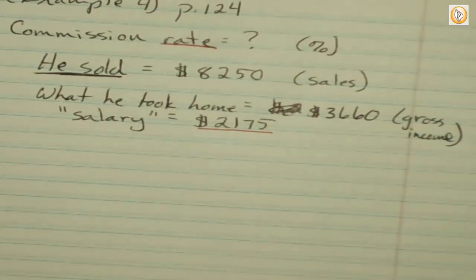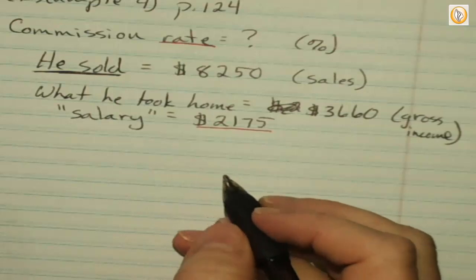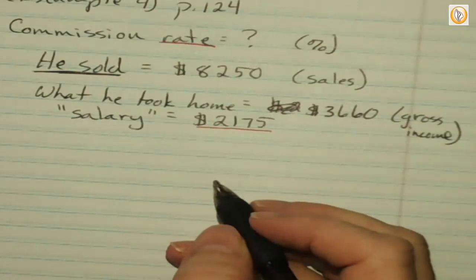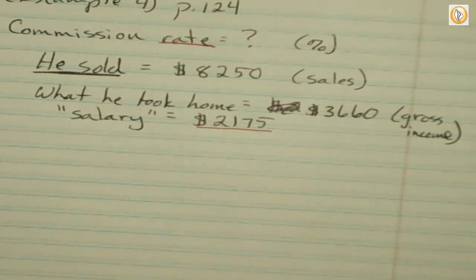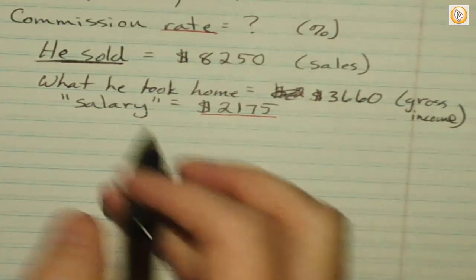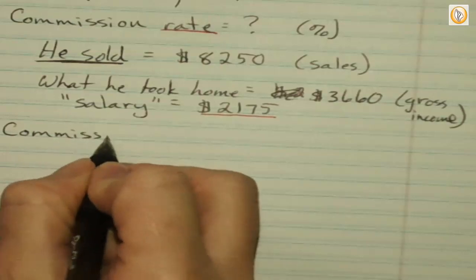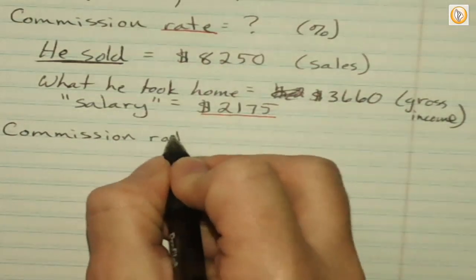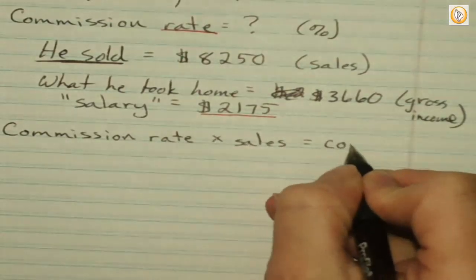So let's look at the formula. Actually, you could do that. So if we subtract to find commission, right? I'm going to do it that way instead of the formula way. No, I'm not going to do it that way, because I need y'all to learn how to hook into these different formulas. We're looking for commission rate. The formula is commission rate times sales equals commission.